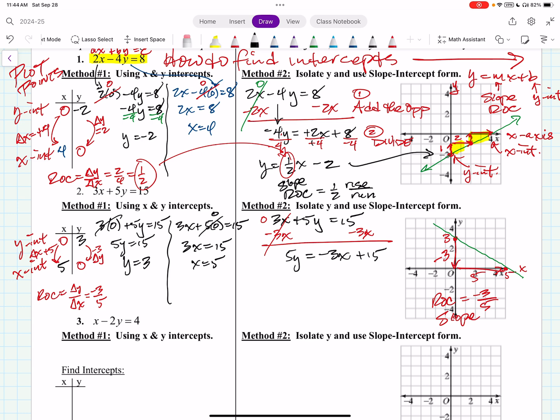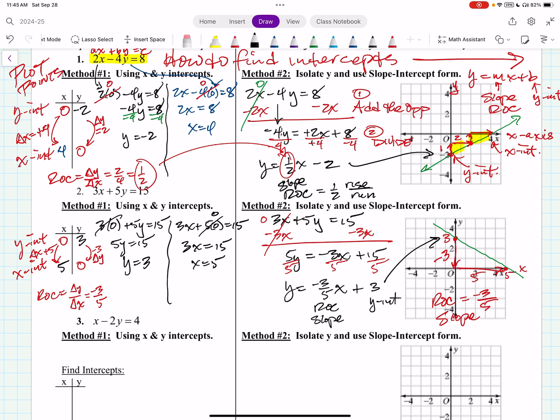And then you divide. Step 2, divide. Look at the previous problem. Step 1, add the opposite. Step 2, divide. So now divide by the coefficient of y, which is 5. And you divide all three terms by 5. So now you have y is equal to negative 3/5 x. There's your rate of change. 15 divided by 5 is 3. So you get your rate of change or the slope first, and you get your y-intercept next, which happens to be up there on the y-axis.